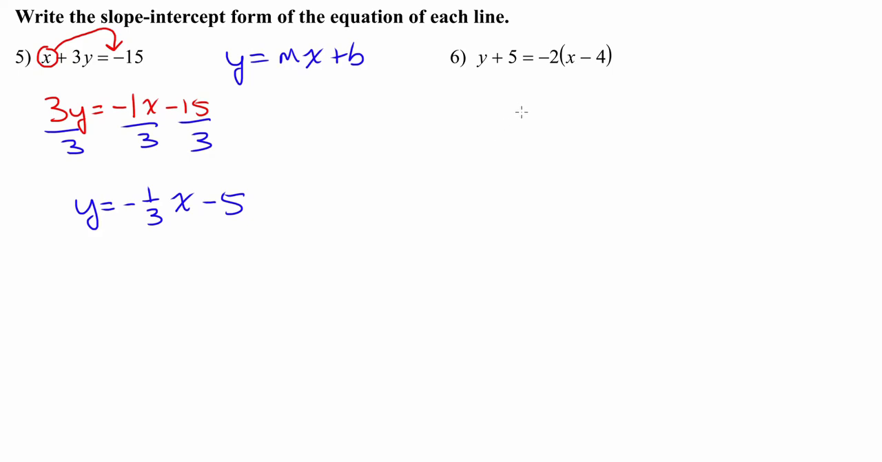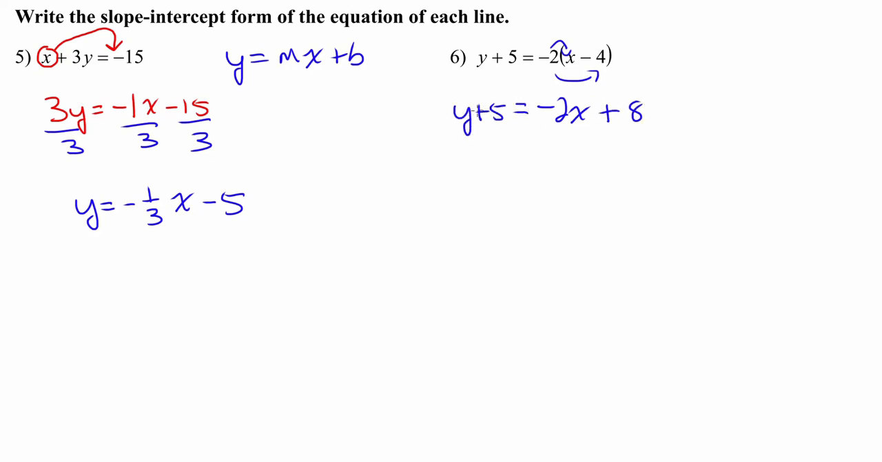All right, last question, number 6. This equation is in point-slope form, so we need to go ahead and complete a few more steps to put this into slope-intercept form. Step 1 is we're going to do the distributive property. So negative 2 times x is negative 2x, and then negative 2 times negative 4 is positive 8, and we bring down the other side.